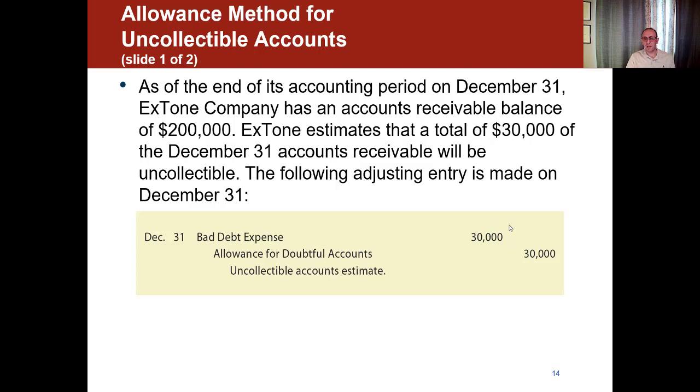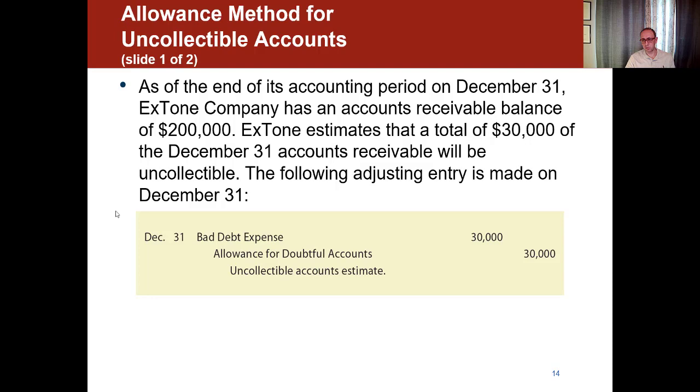As you can see, we don't have a specific customer that we know is not going to pay. So we're just creating this contra asset account called allowance for doubtful accounts, and we record it on the credit side. The allowance for doubtful accounts is an account that we use whenever there is an actual bad debt later on, or whenever one of our credit customers defaults on their accounts receivable. So in this case, we just debit bad debt expense and credit allowance for doubtful accounts. And that's the adjusting entry used under the allowance method. It's done once a year, or once every accounting period.